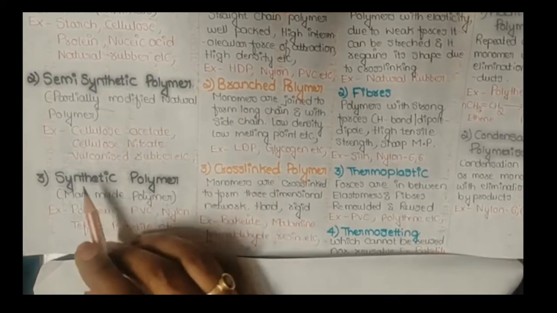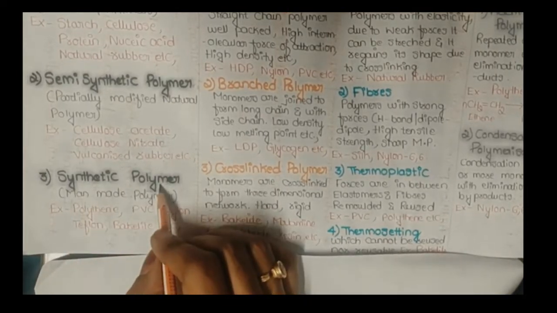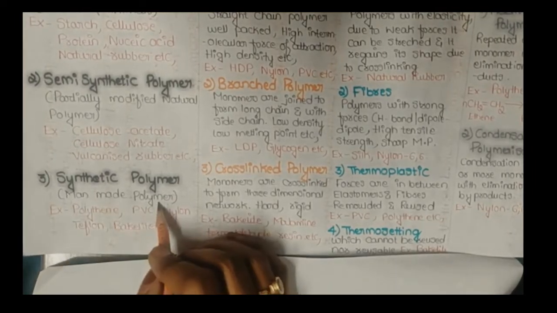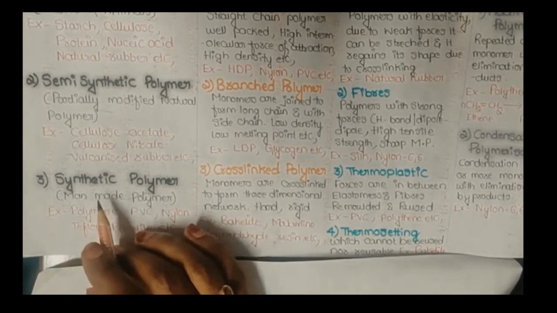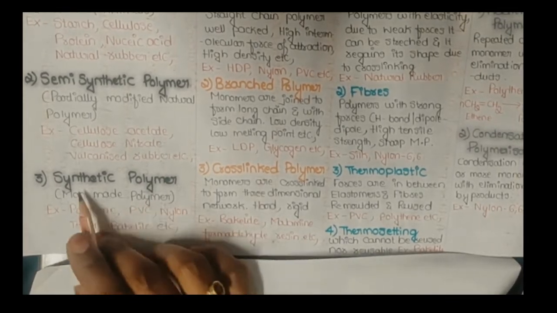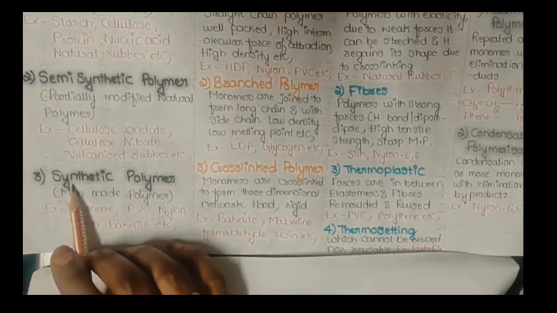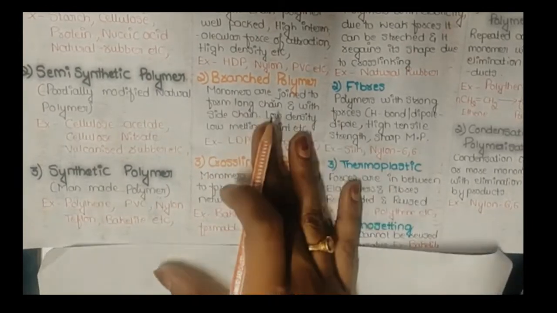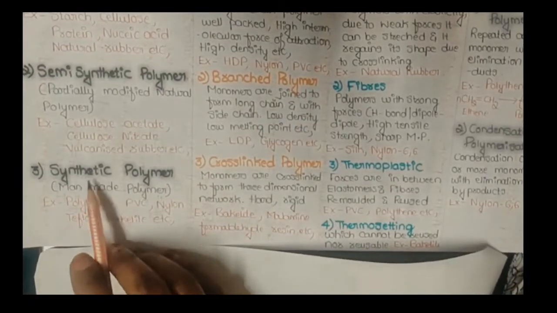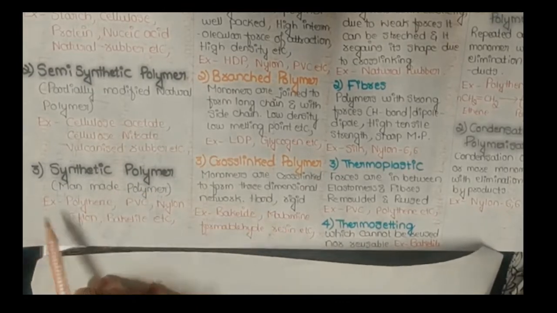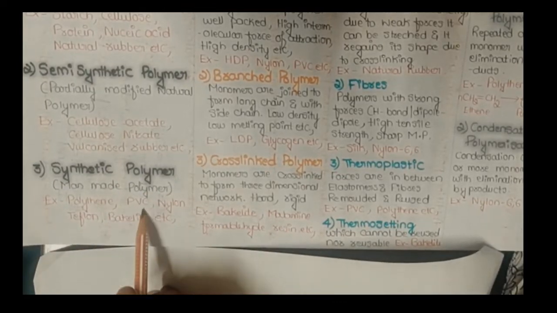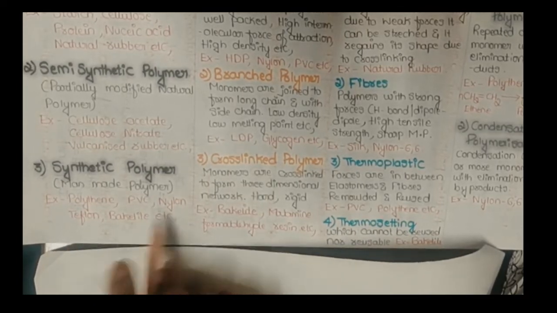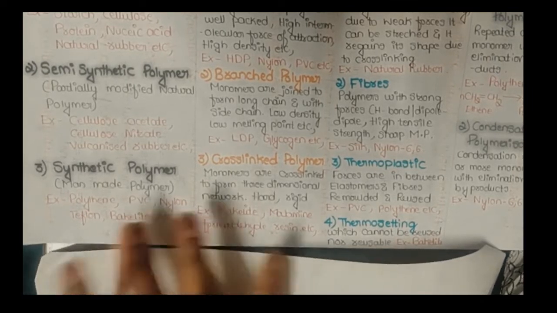The third classification is synthetic polymer. Synthetic polymers are also called man-made polymers or artificially synthesized polymers. Anything which is synthesized is called a synthetic polymer. All the examples we have to study in our syllabus are examples of synthetic polymers. To name a few, we have polythene, PVC, which is also called polyvinyl chloride, nylon, Teflon, bakelite, etc.